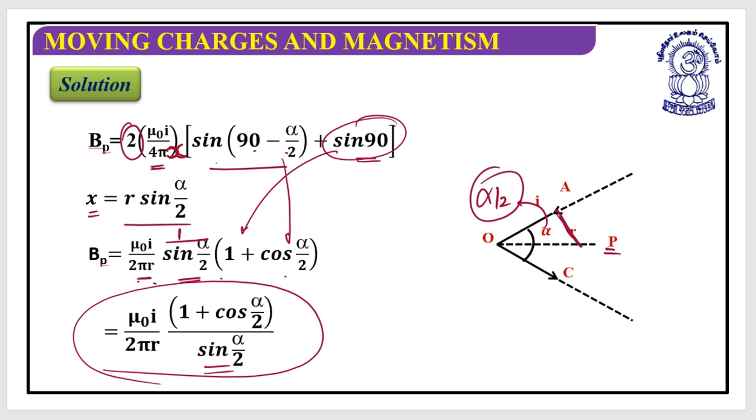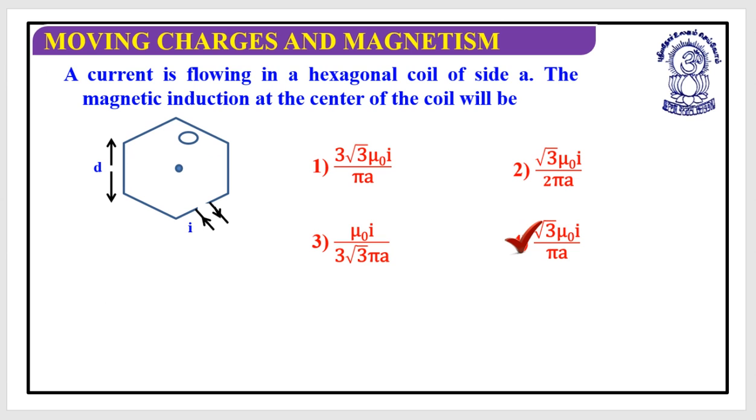Please have patience. We are on the verge of completion of this session. So please do this very carefully. What does it say? It says a current is flowing in a hexagonal coil of side A, each side having a dimension of A, something like this. The magnetic induction at the center of the coil will be. So how will you do this? It's a hexagon.